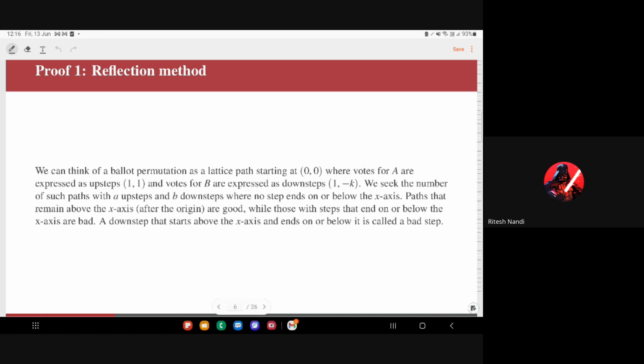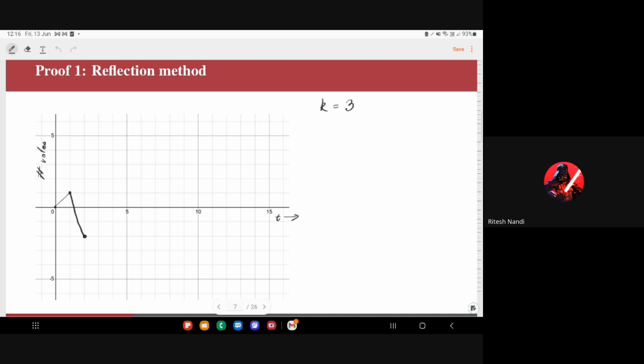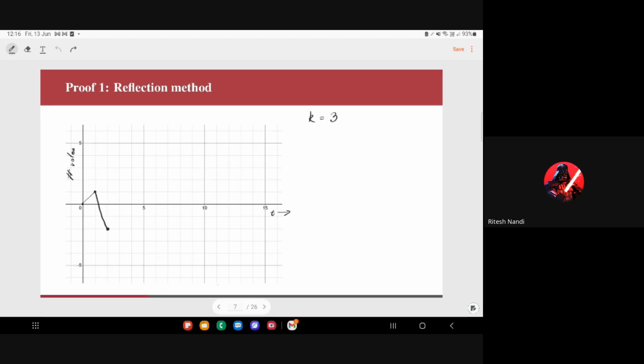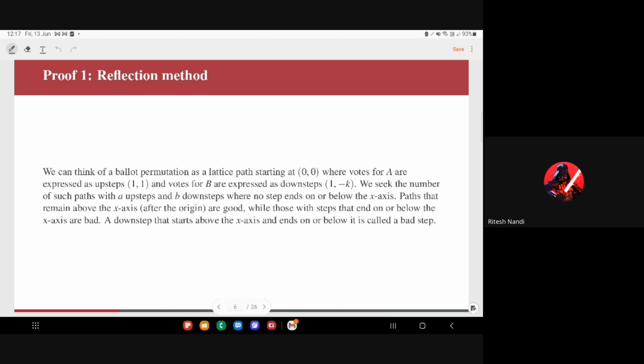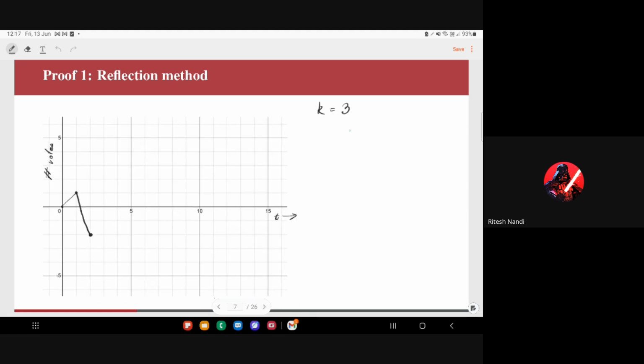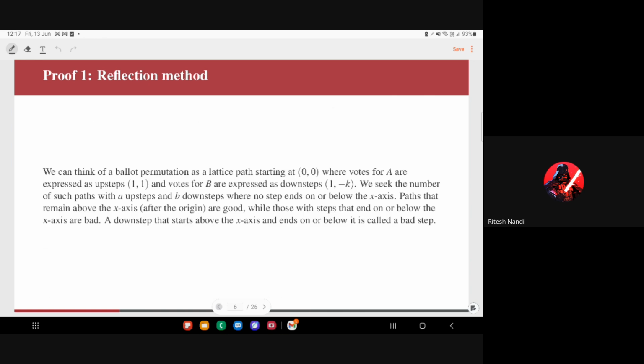The problem tells us to find the number of ways this graph can be drawn with these allowed steps, such that the graph always stays above the x-axis. Like the votes for A would be greater than the votes for B till the end, where they can meet, because A is taken to be greater than or equal to kB, the total number of votes for candidate A.